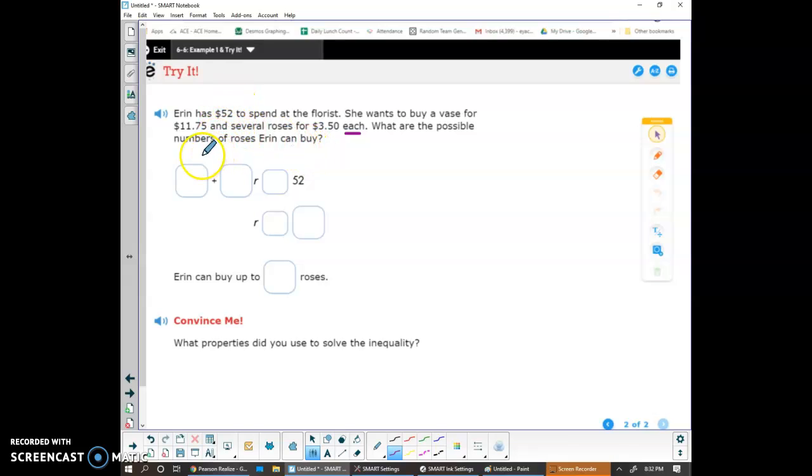All right, so she's buying a vase. She's only buying one vase. So that is a number that doesn't have a variable. Okay, so that's just $11.75. All right, she's buying several roses for $3.50 each. So the roses is your variable because you don't know how many she's buying, okay? We're going to try to figure out how many roses she can buy. What are the possibilities? So 3.50 times r, each, remember, multiply.